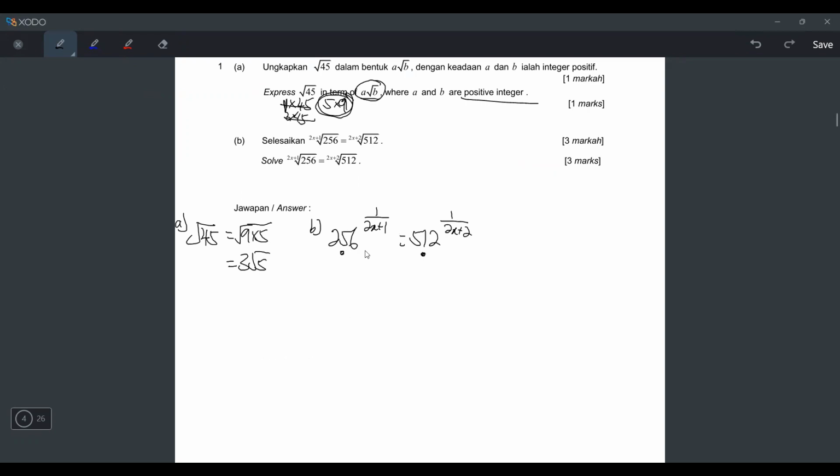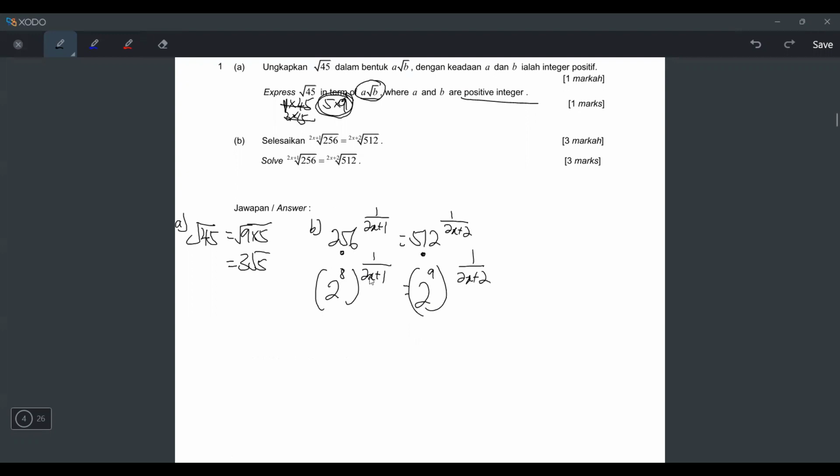How I know is because 256 and 512 can both change to base 2. 2 power 8 is 256. But don't forget there's another one. You have to write the 1 over 2x plus 1 beside it, outside the bracket. And 2 power what is 512? I think it's 2 power 9. Let's try with the calculator, 2 power 9. Oh yes, really. You really get 512. So let's write 2 power 9 here, and then 1 over 2x plus 2.